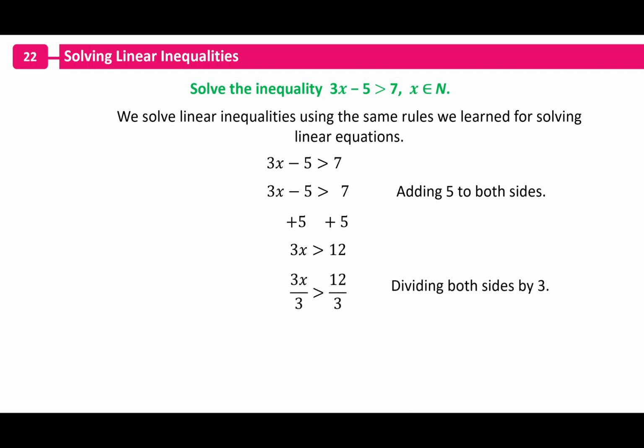We now divide both sides by the value attached to the x, i.e. divide both sides by 3. This leaves us with x is greater than 4. And we're told that x is a natural number. This means that x can only be a whole number that is positive and greater than 0. This is the solution set of the inequality.